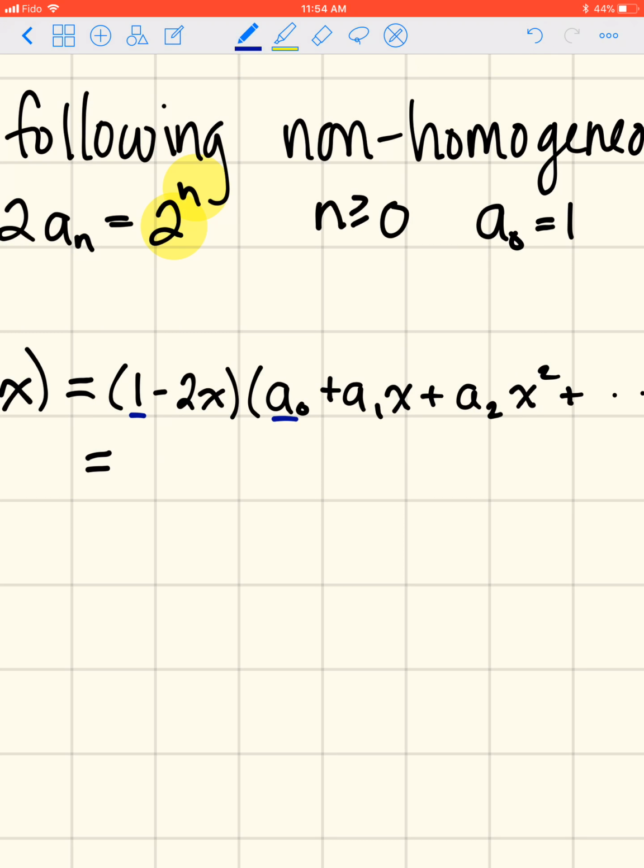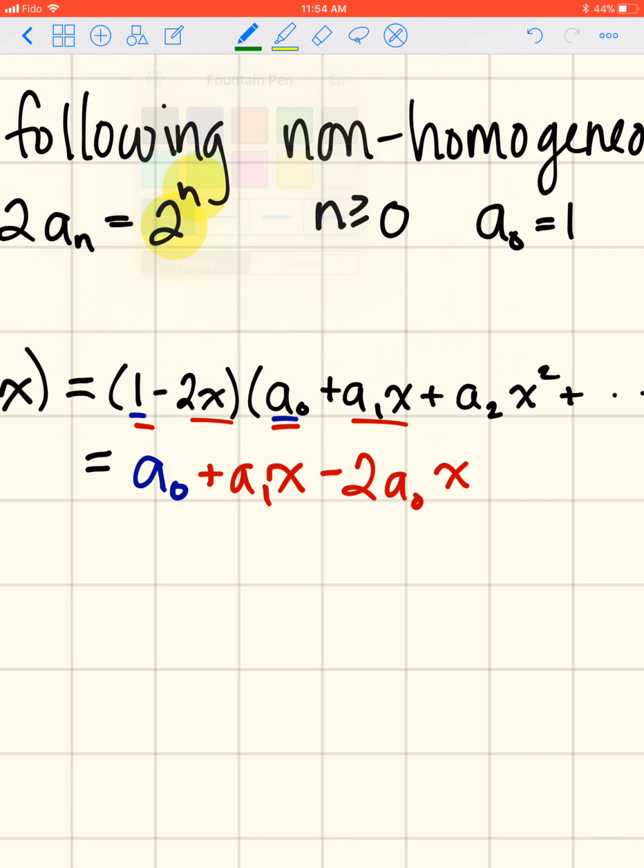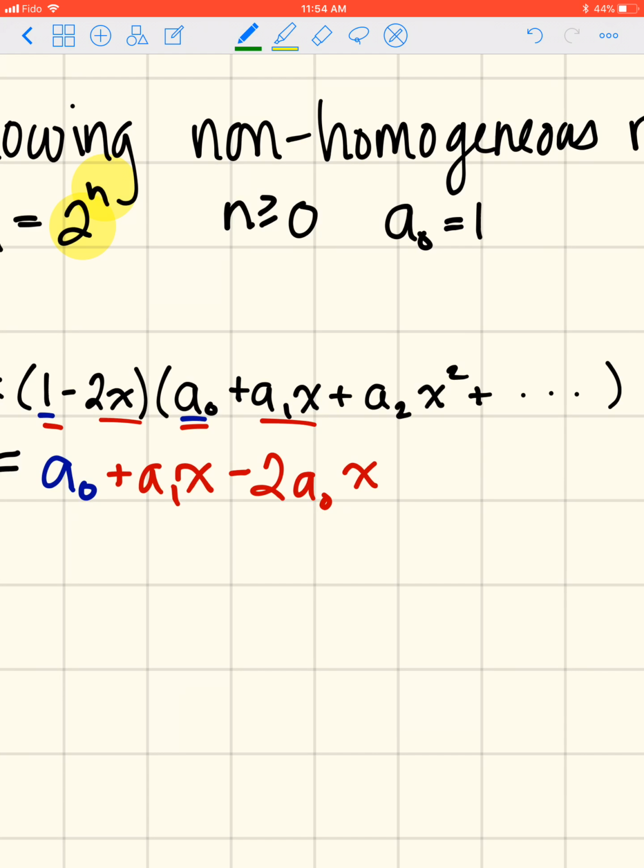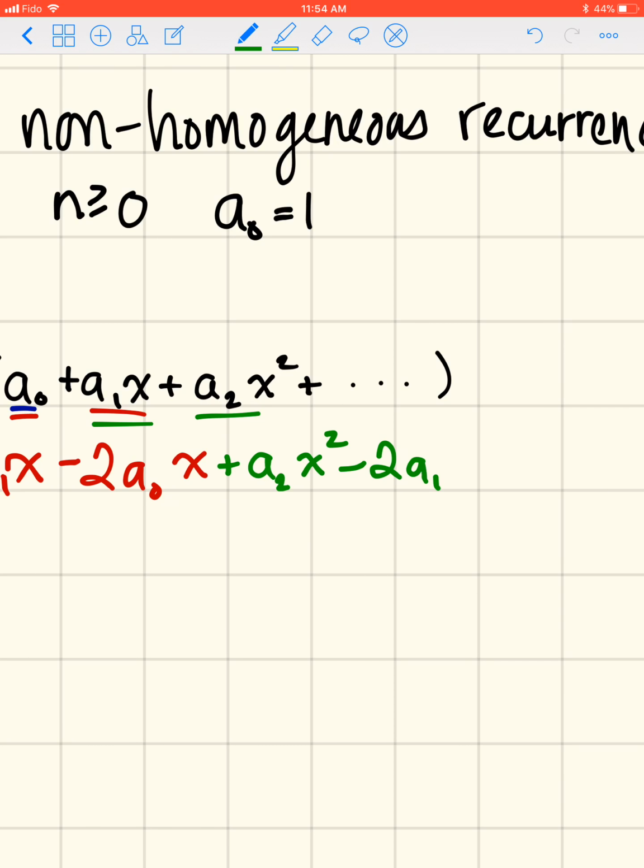The only time we're going to get a constant is when a0 is multiplied by 1. We're going to get x terms when we multiply a1x by 1 and a0 by 2x, so that's negative 2 a0x. We're going to get x squared terms when we multiply a2x squared by 1 and a1x by 2x, so we get minus 2 a1x squared.